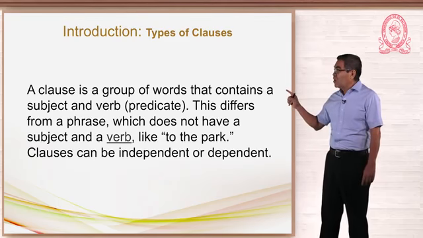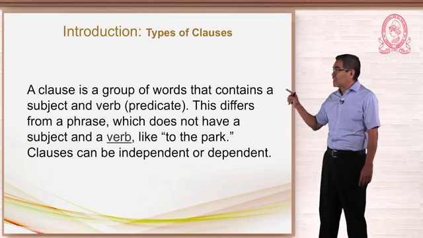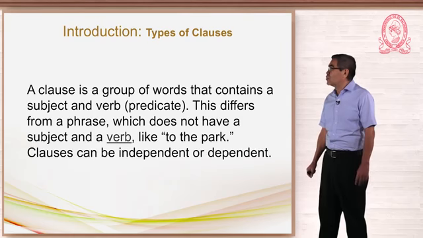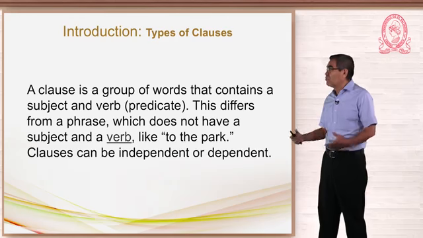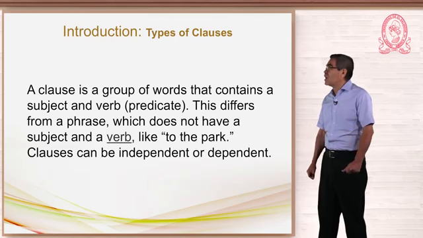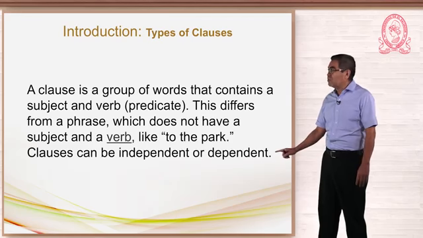Remember that a clause is a group of words that contains a subject and a verb. This differs from a phrase, which doesn't have a subject and a verb, like to the park. Okay? To the park is a phrase. Why? Because it is a group of related words, but you don't have a subject and verb. Something else that we have mentioned before: clauses can be independent or dependent.